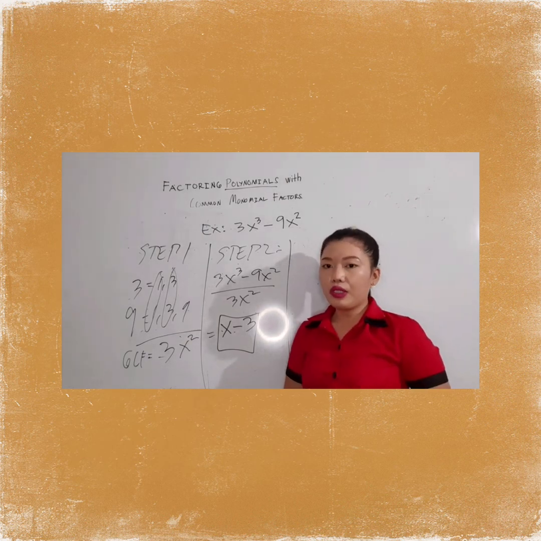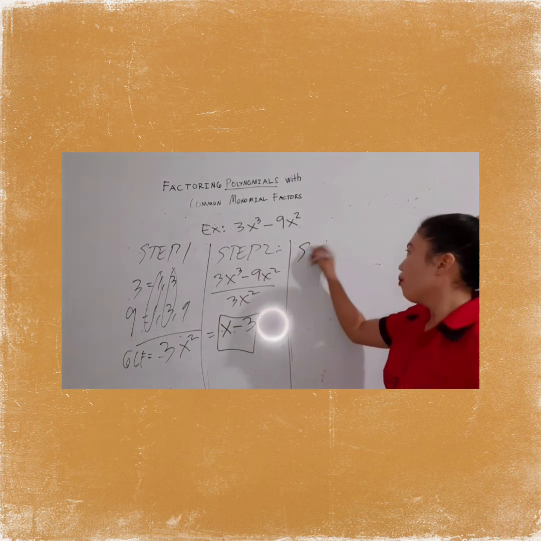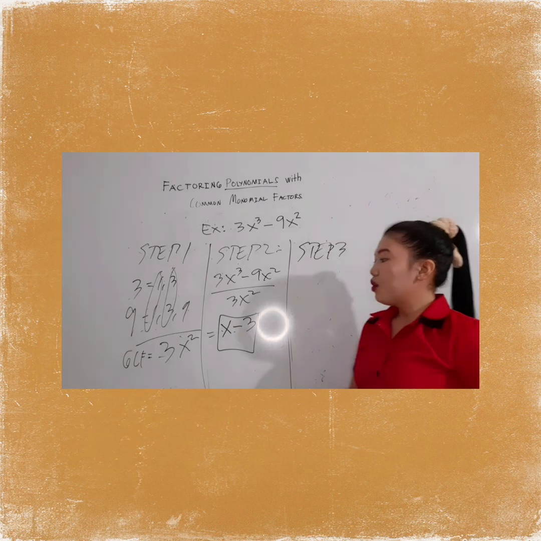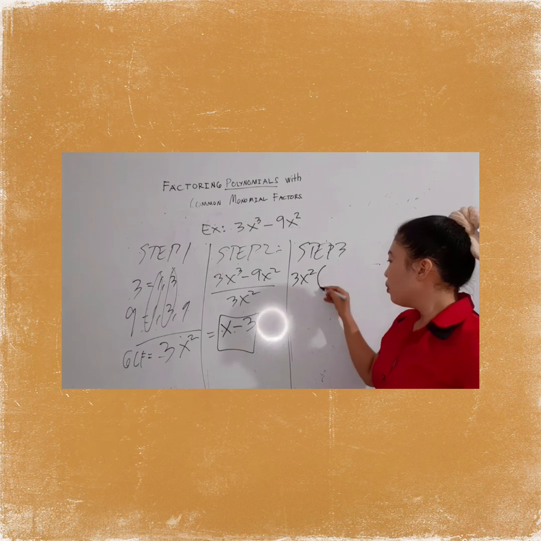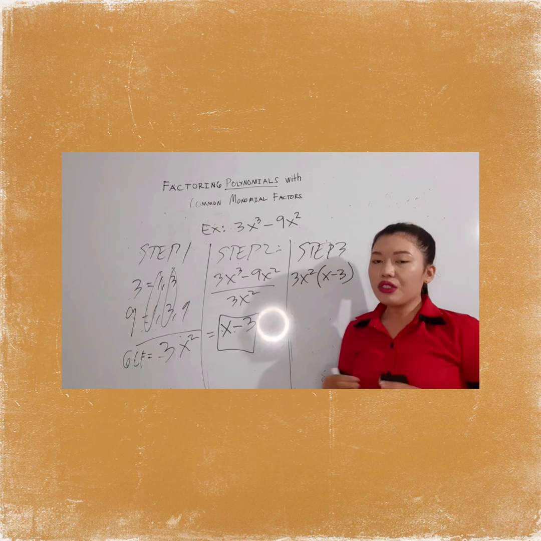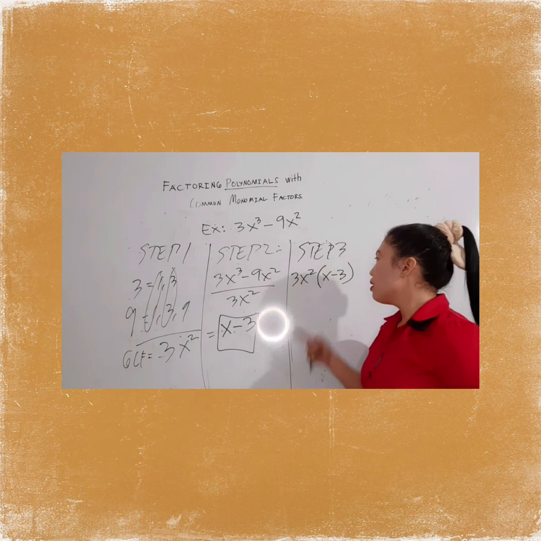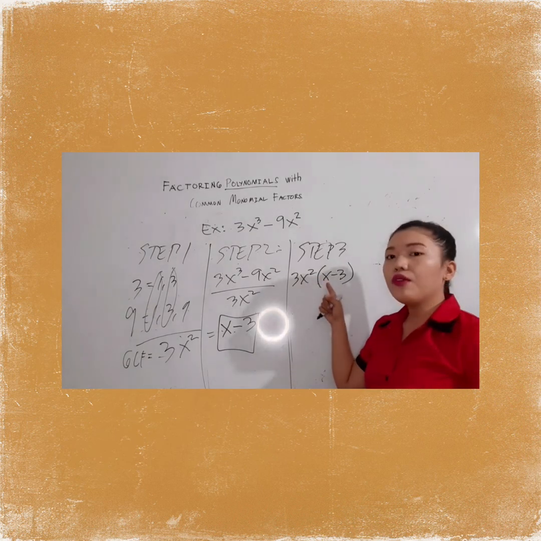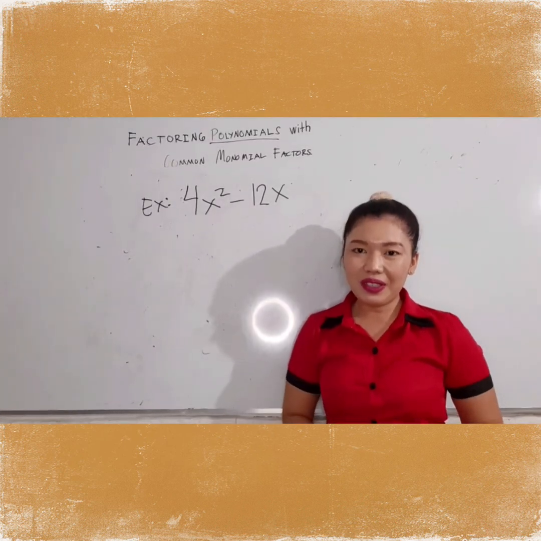Let us proceed to our step 3. What is our step 3? Yes, very good. Combine. Combine the answers of step 1 and step 2. So we have 3x squared times the quantity of x minus 3. So our answer now, or the factor of 3x cubed minus 9x squared, is 3x squared times the quantity of x minus 3. Let us proceed to another example.